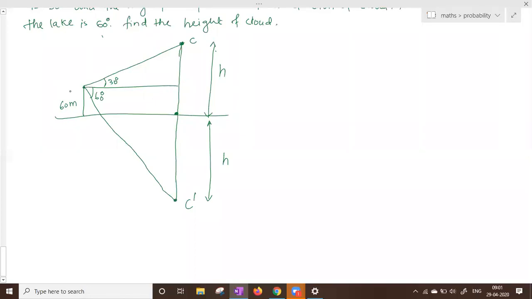Clear? Is the diagram clear? Yes, ma'am.